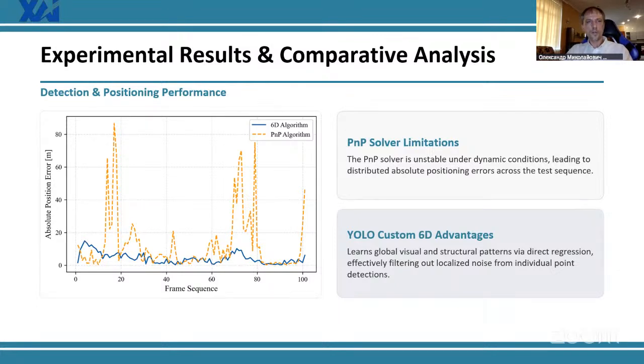Instead, the YOLO Custom 6D method has a more stable error curve. The neural network is trained to identify global visual patterns and structural patterns of the UAV using a forward regression that effectively filters localized noise from the detection of individual points. Next slide, please.